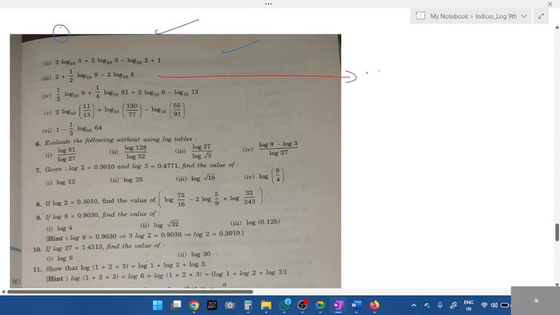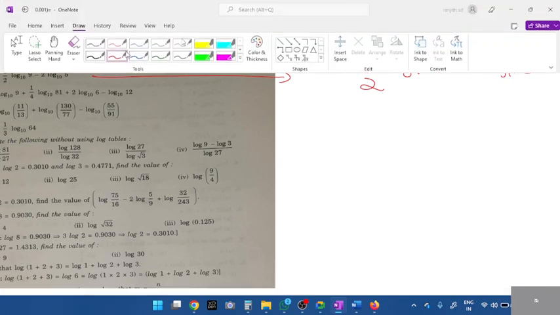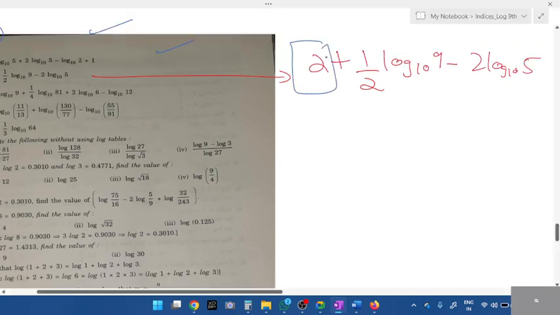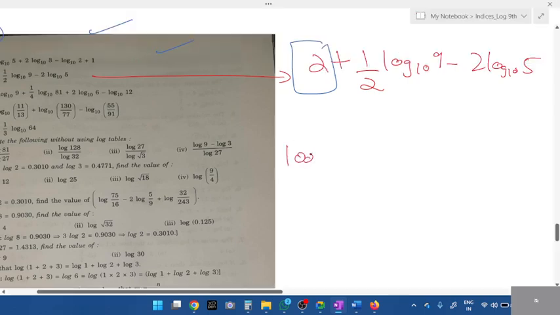You'll have an idea. Look here. 2 plus 1 by 2 log 10 9 minus 2 log 10 to the power of 5. Okay. Here, do we have any log for 2? All of you will respond. Any log value? No, keep it as it is. Plus. No, no. What did I tell you all? If log is not given, what is 2? Log 100. Yes, write it as log 100.